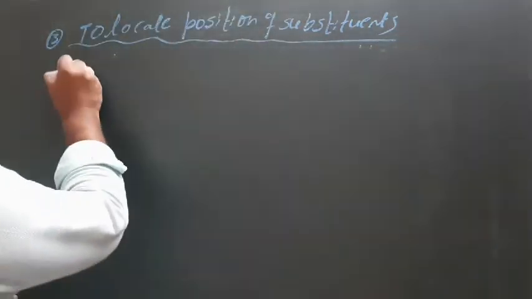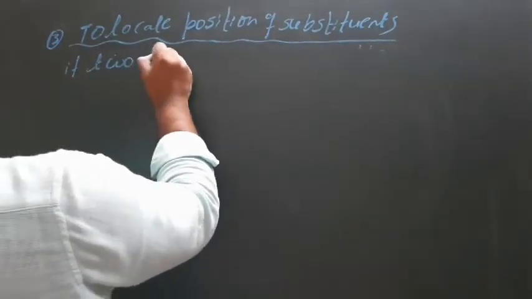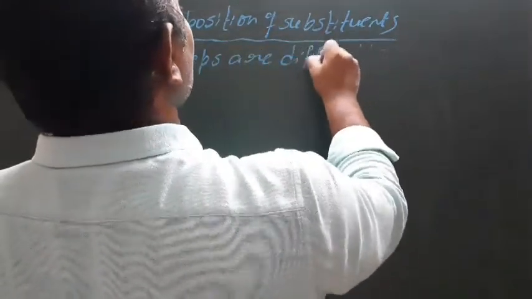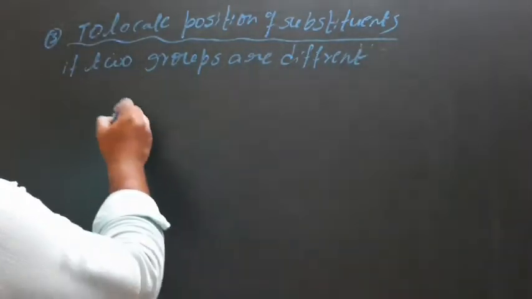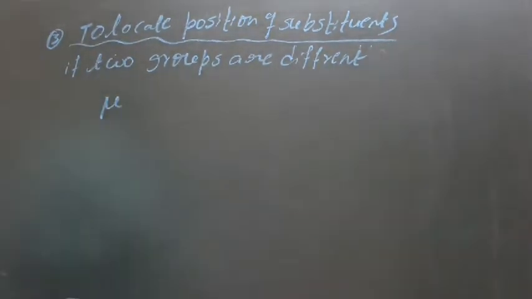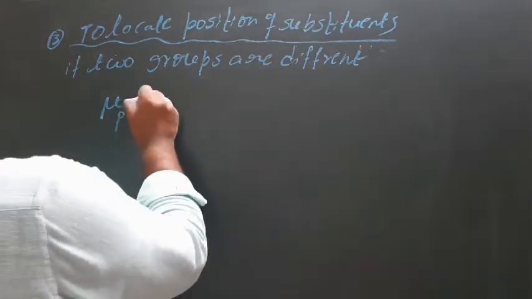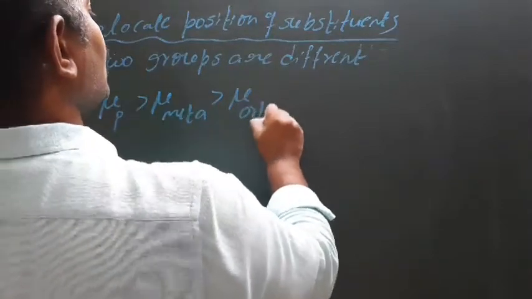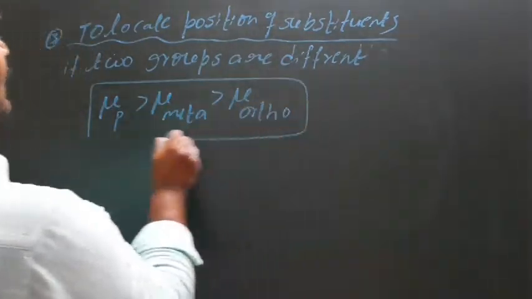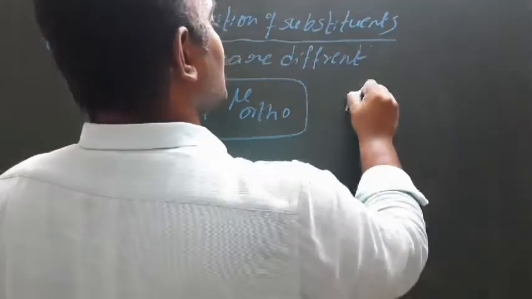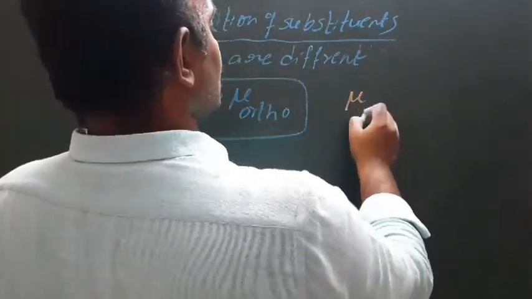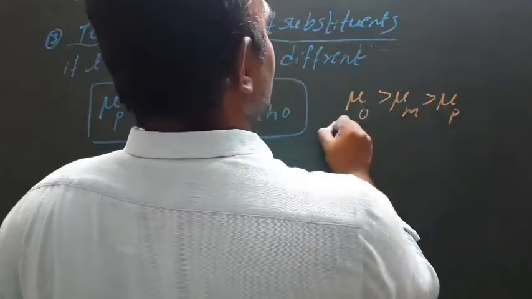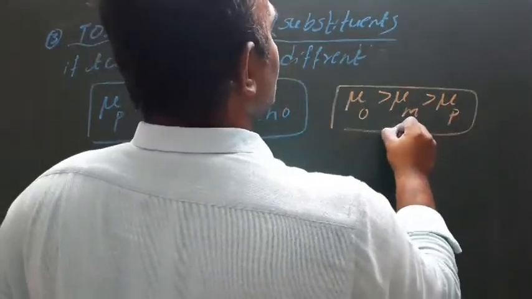Now see here. If two groups are different, okay, now see here, in this case, dipole moment in the para position is greater than dipole moment in the meta position, greater than dipole moment in the ortho position. If the groups are same, what is the order? Ortho position greater than dipole moment in the meta position, greater than dipole moment in the para position. It is possible if the groups are same.